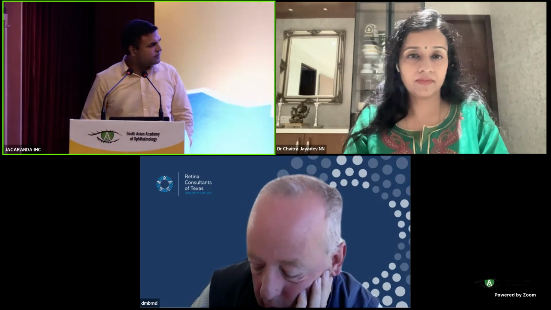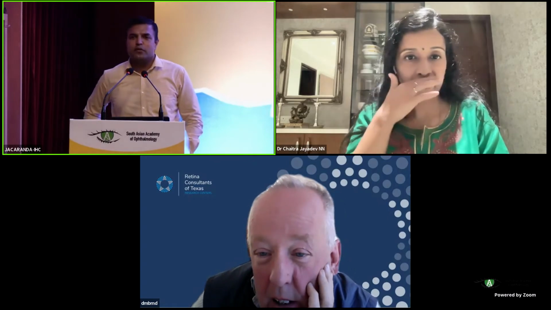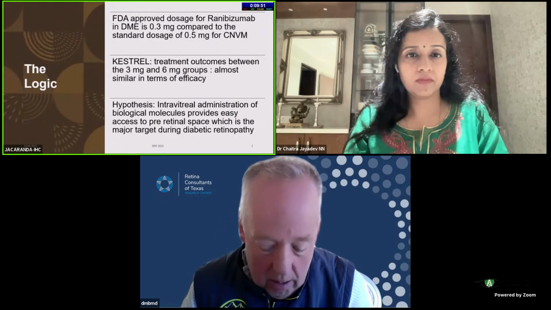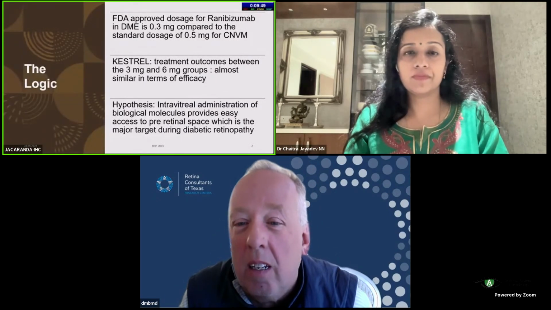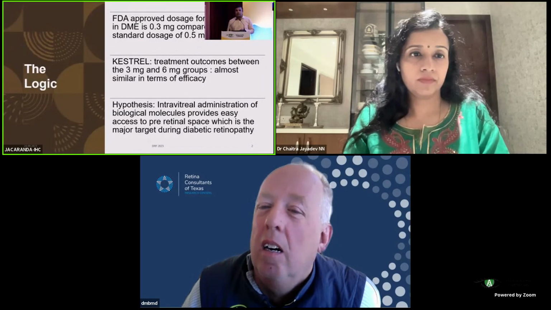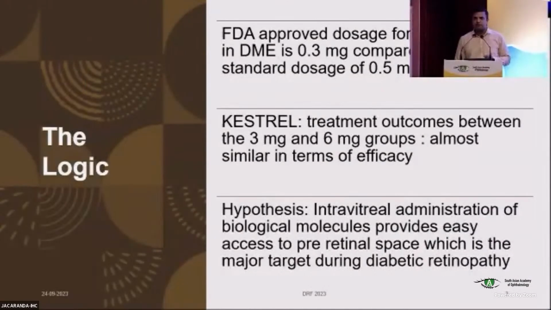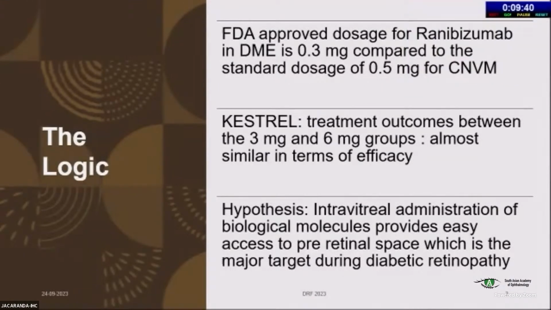Slides. Yeah, we are there. So the idea for conducting this study came from the approved dosage of ranibizumab in diabetic macular edema being 0.3 mg compared to 0.5 mg for CNVM. And we also saw in the Kestrel study, as was beautifully shown by Dr. David Brown, that the 3 mg subgroup vis-a-vis the 6 mg subgroup behaved equally well. And in both the subgroups, the improvement was far better compared to aflibercept alone.